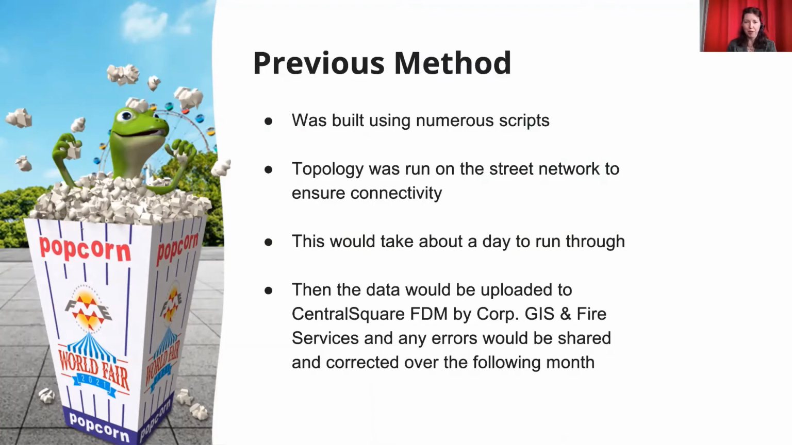Then the data would be uploaded by fire services, and any data load errors would trigger a request for an update. So we'd have a bit of back and forth to ensure that the data was meeting all requirements on both sides, and this could sometimes take anywhere from a couple weeks to a month just due to the back and forth.